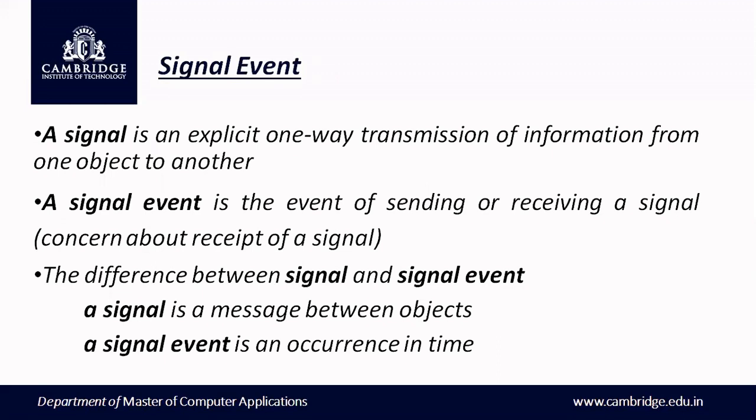Before we go to the signal event, we'll try to understand what a signal is. A signal is a type of communication. It is a one-way communication, that is, we are transmitting the data one way. The sender is transmitting some kind of information. It may be in the form of a message, or it may be in the form of bits. Some way or the other the transmission takes place, which is called the signal.